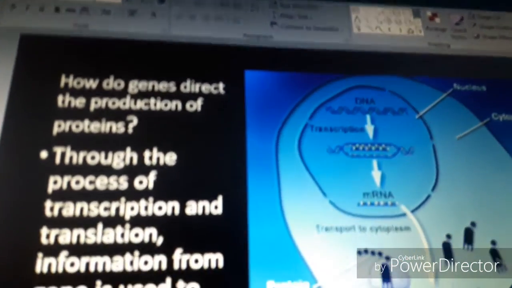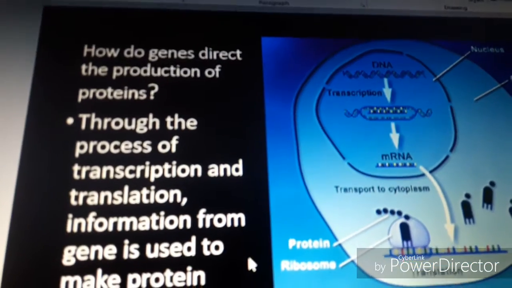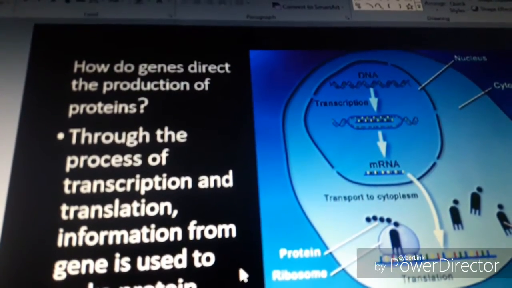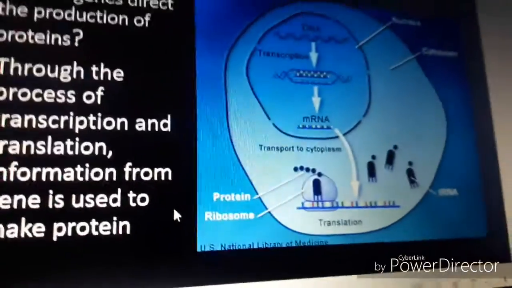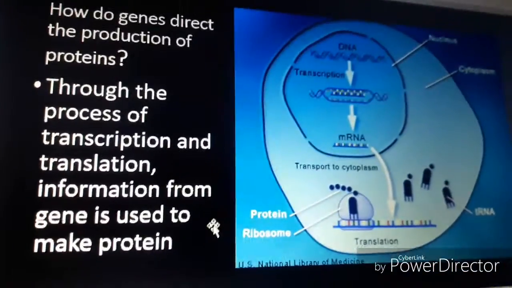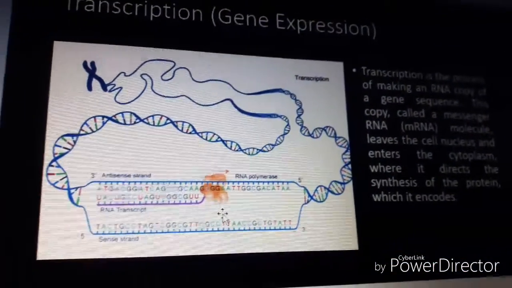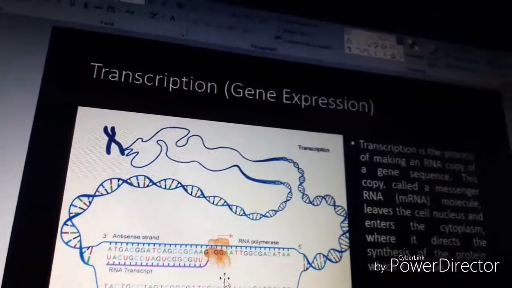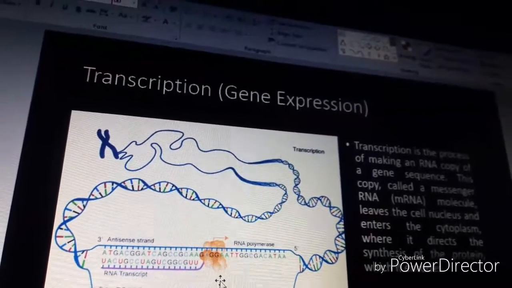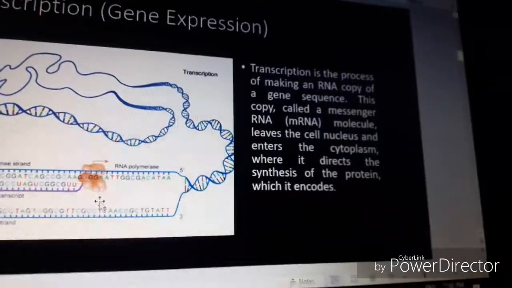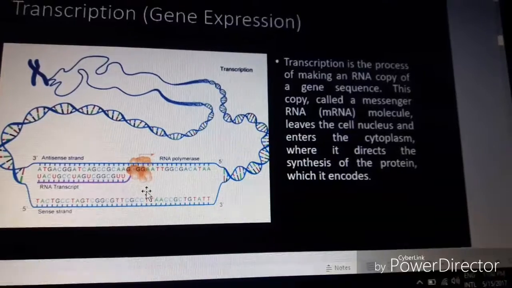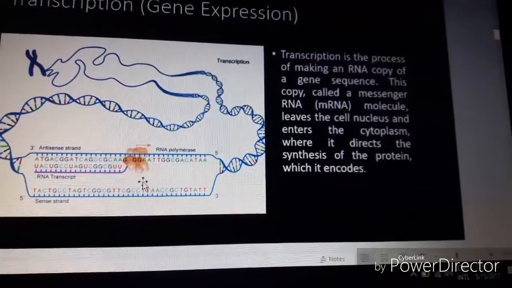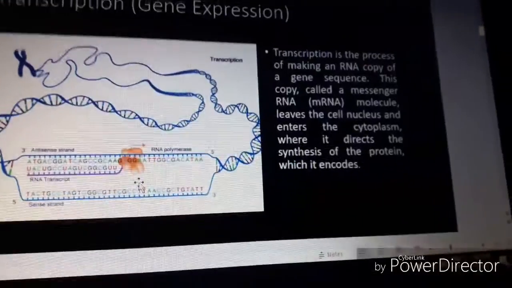How do genes direct the production of protein? Through the process of transcription and translation, information from the gene is used to make protein. Transcription is the process of making an RNA copy of a gene sequence. This copy is called a messenger RNA molecule. The molecule leaves the cell nucleus and enters the cytoplasm, where it directs the synthesis of the protein which it encodes.